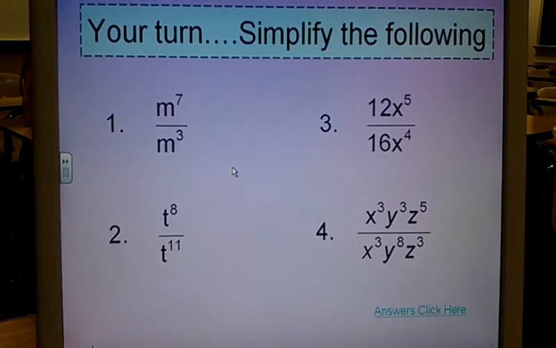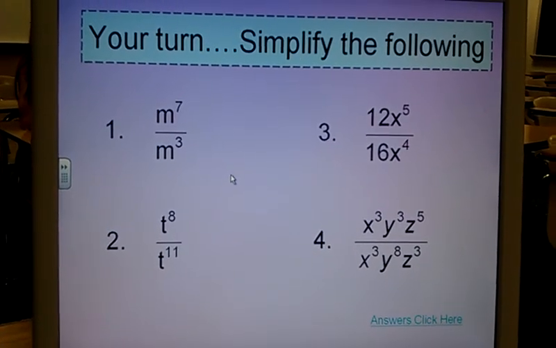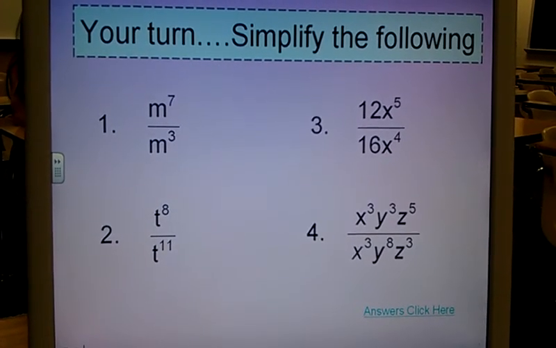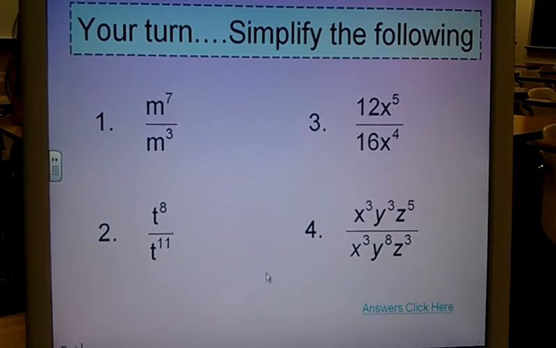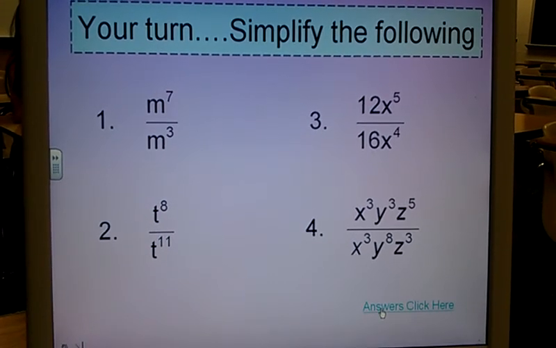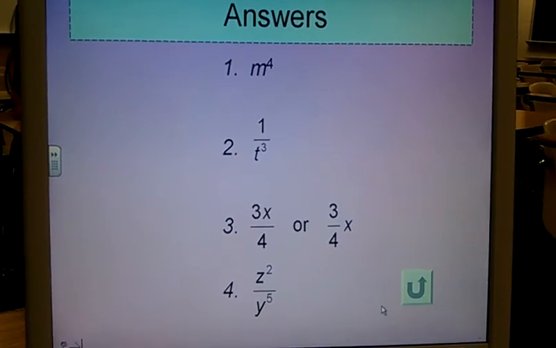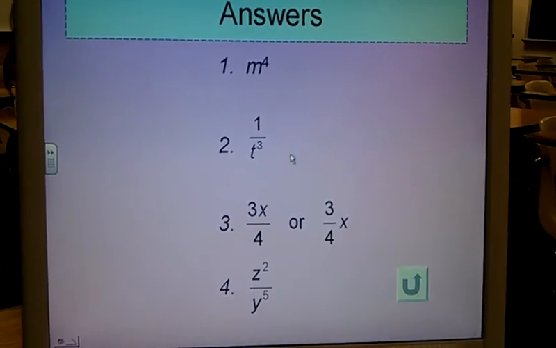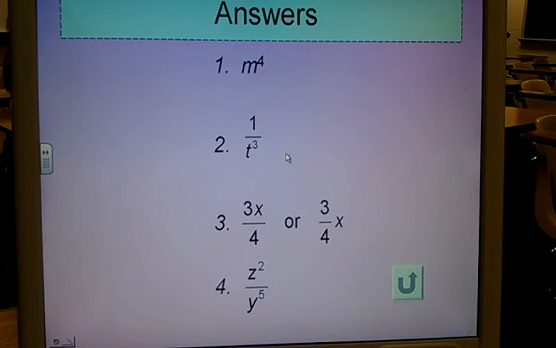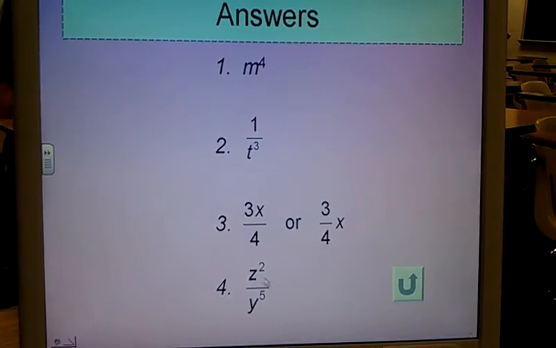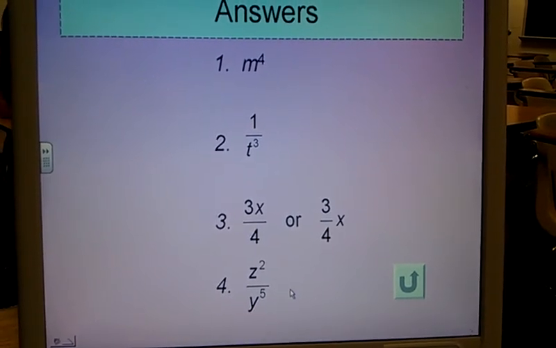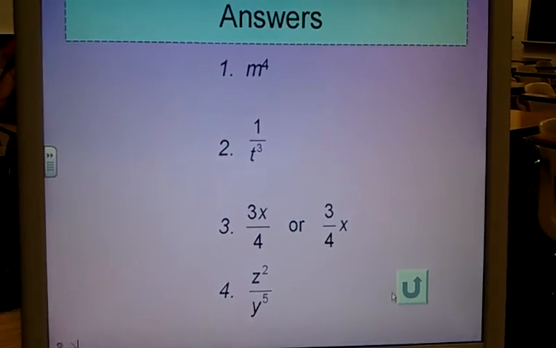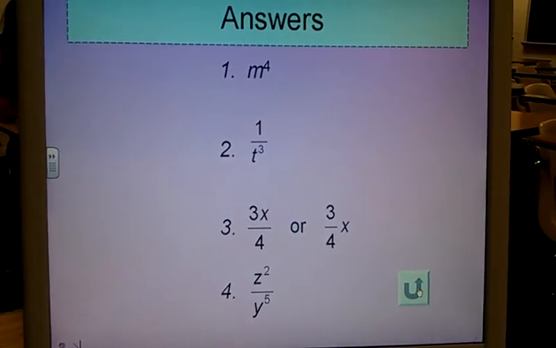Here are 4 more problems for you to pause the video and try to answer. There are the answers that you could have gotten for 1 through 4. I will say that for number 2, you could have gotten t to the negative 3. Number 4, you could have gotten z squared y to the negative 5. Those still would have been correct answers as well.